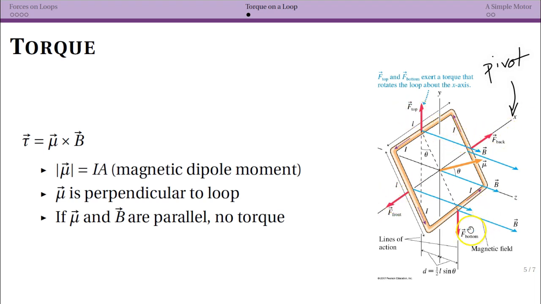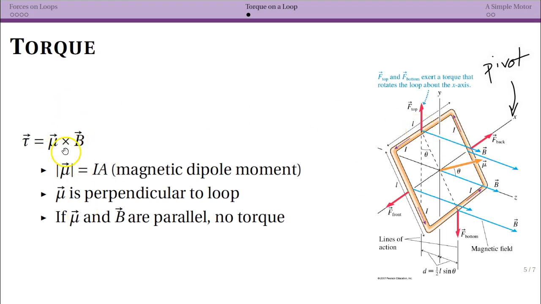But the top and the bottom force actually cause a torque because they act some distance away from the pivot point. So you get a torque that would cause it to rotate. And notice that we can write it as this cross product. Remember that mu is our magnetic dipole moment. The magnitude of it is I, the current, times the area, which in this case would be L squared.